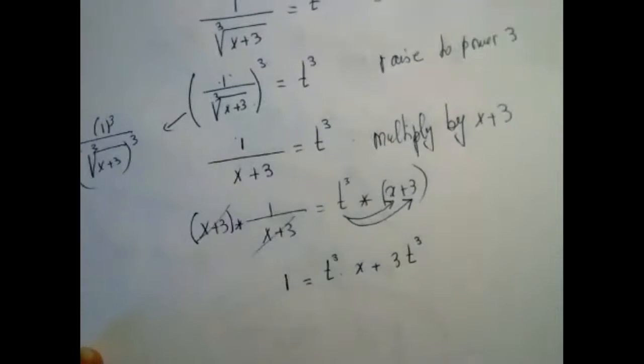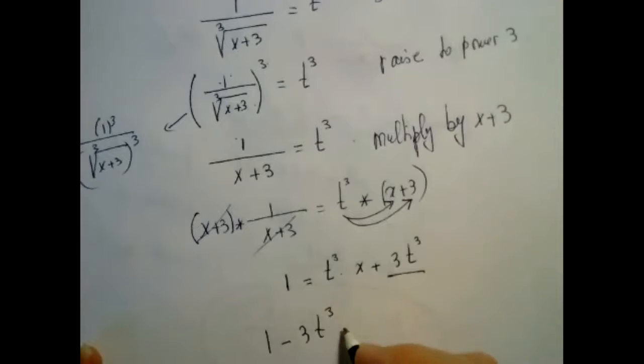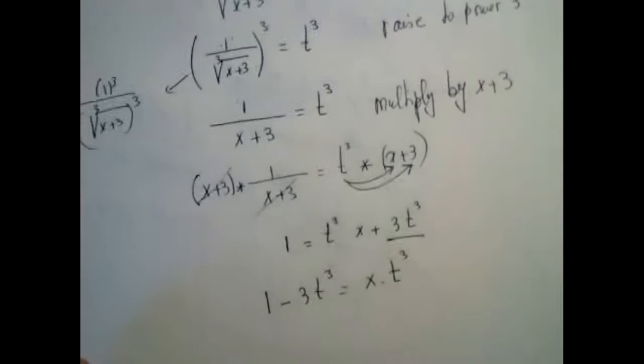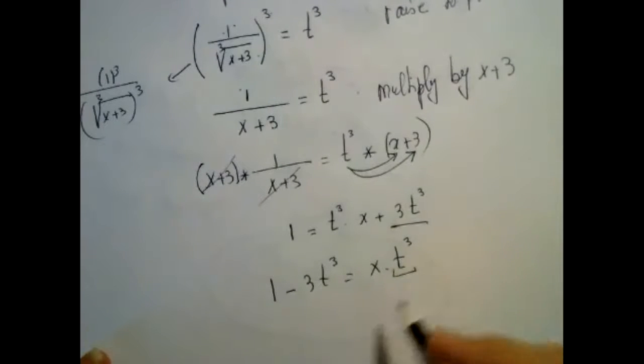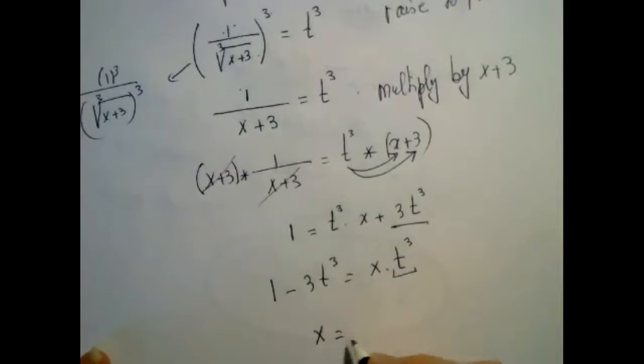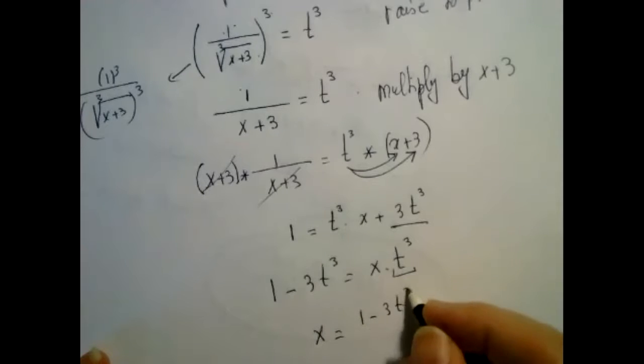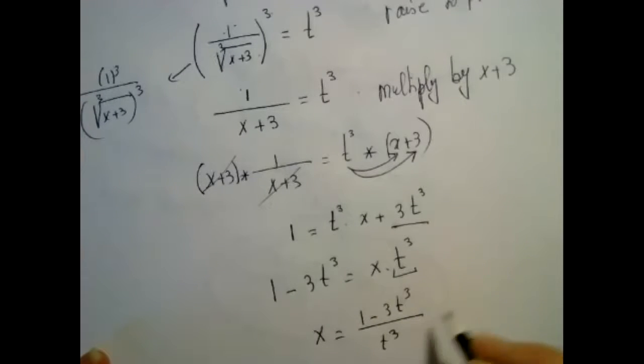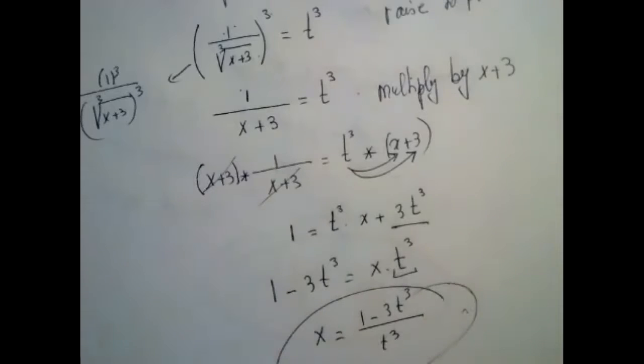I need to isolate my x. I'm going to take away this term. It's x times t to the power 3. Isolate my x, divide by t to the power 3. So I will have x equal 1 minus that over t to the power 3. So again, it's an algebra problem. It's absolutely an algebra problem. And as I said several times, that's the reason I like those problems. It's just to strengthen us algebraically.